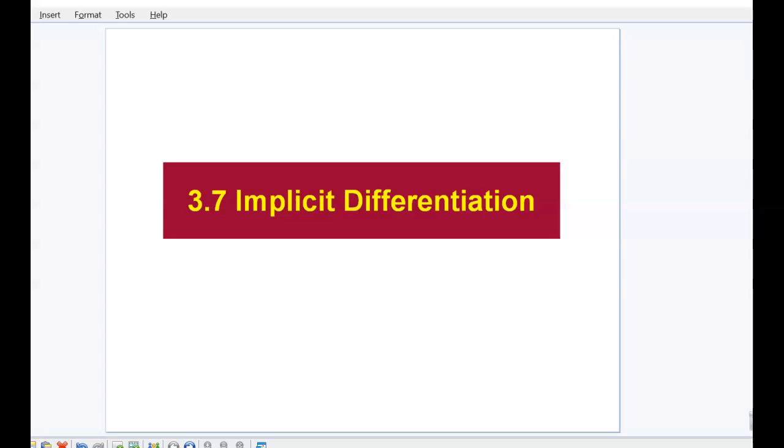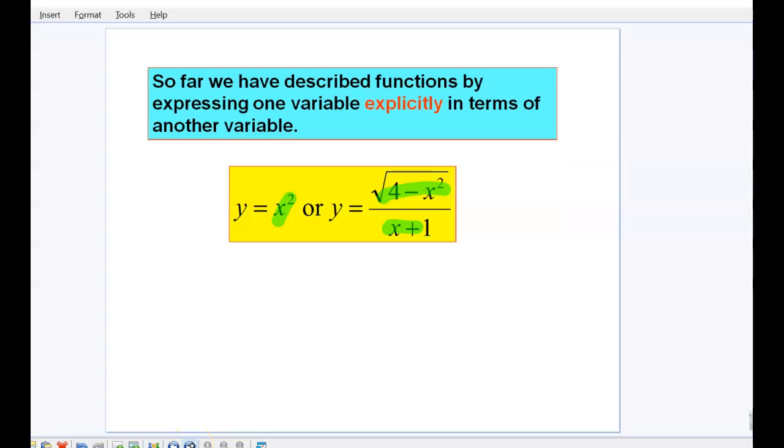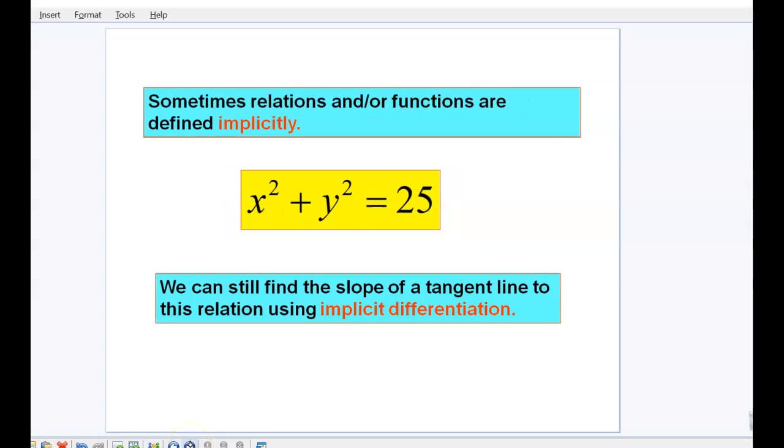In section 3.7, we're going to explore the concept of implicit differentiation. So far, we've described functions by expressing one variable explicitly in terms of the other, like y equals x squared, or y is equal to the square root of 4 minus x squared over x plus 1. Notice y is simply in terms of x.